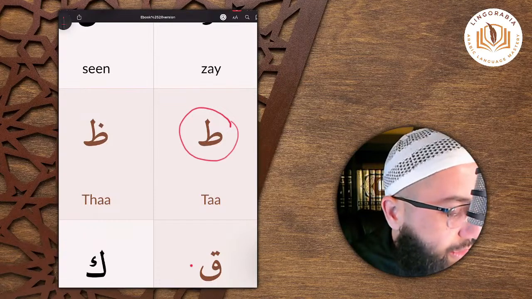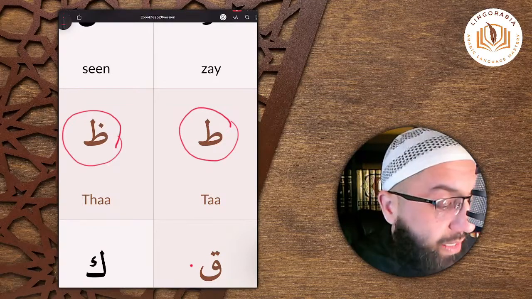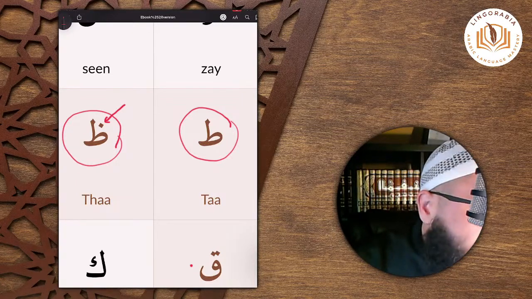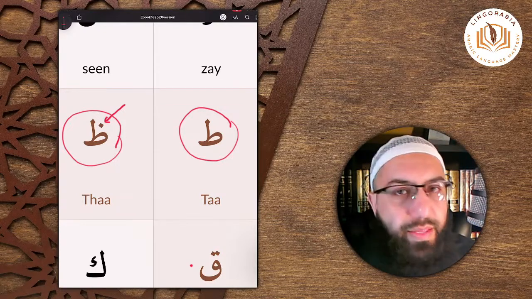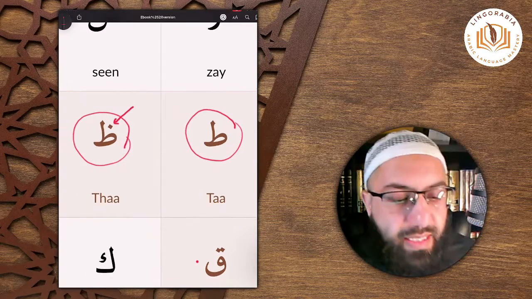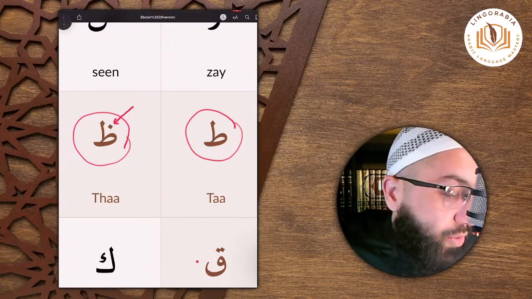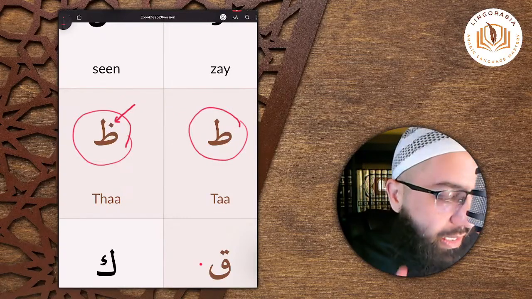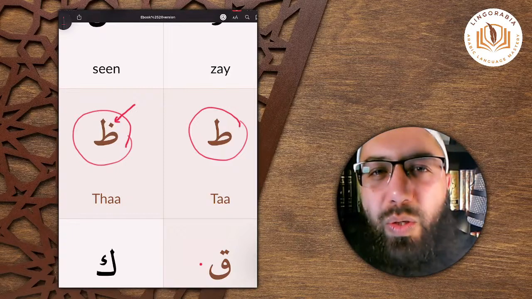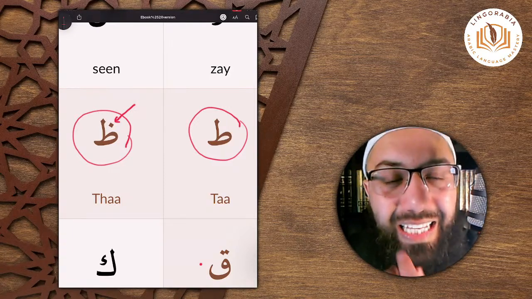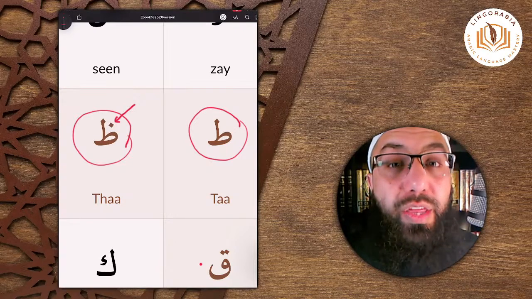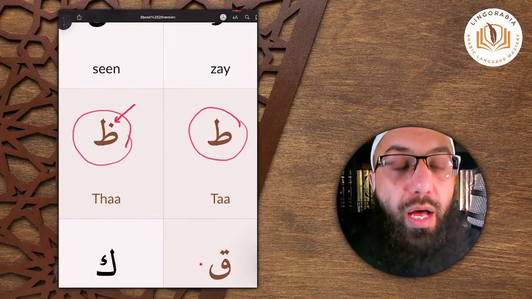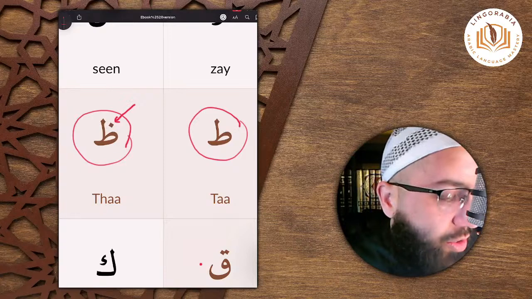So we got here the ta. Now the dha is similar to the ta in shape, only it has a dot on it. Other than that, the shape is similar. But the difference is also with the dha, you have to put your tongue slightly between your teeth. Like this. Slightly, not too much. Not like this. Dha, dha. Slightly between your teeth, not too much.